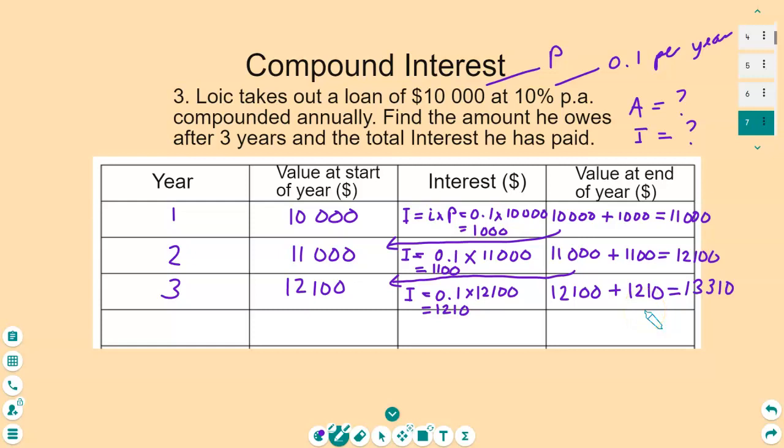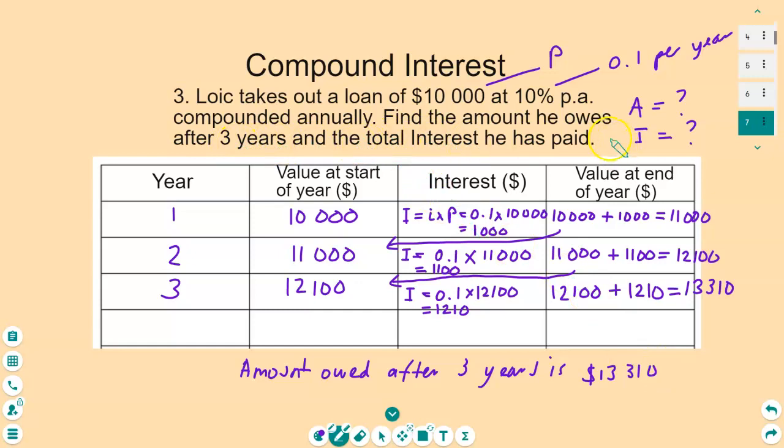So let's check if we have answered the question. Find the amount he owes after 3 years. Okay, amount he owes after 3 years. Go to year 3. After means end. Amount owed after 3 years with compound interest is 13,310.